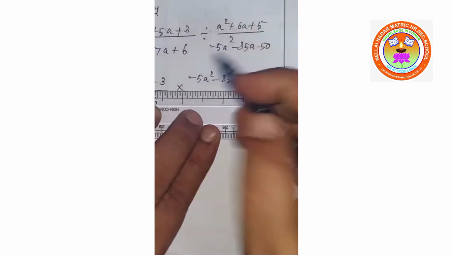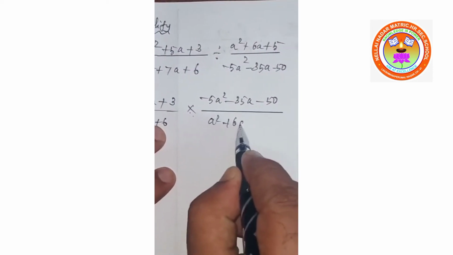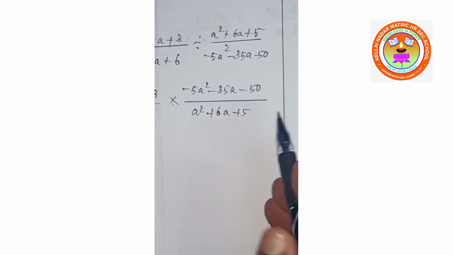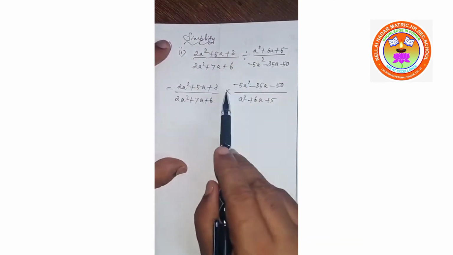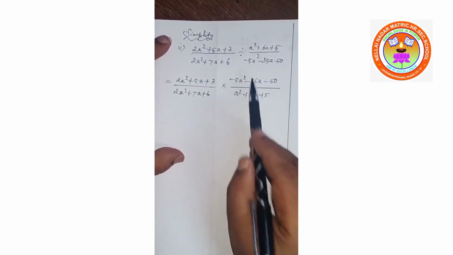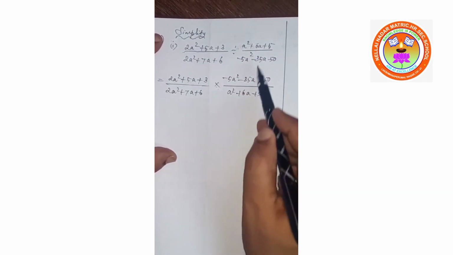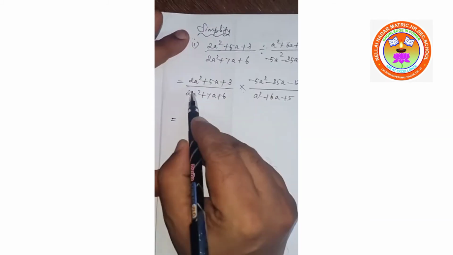So divided by a squared plus 6a plus 5. So once again, write this expression as it is, change division into multiplication, then you have to write the reciprocal of this expression. Okay, you know the reciprocal: numerator into denominator, denominator into numerator. Then we can factorize one by one.